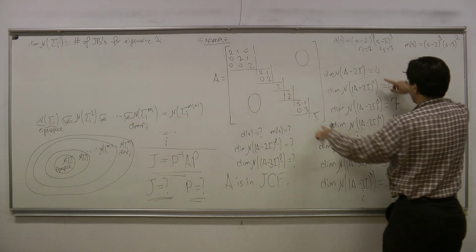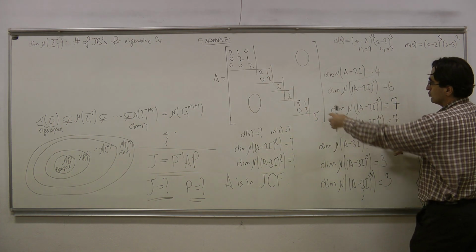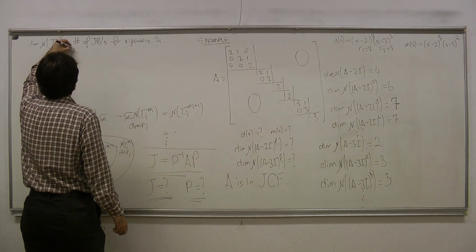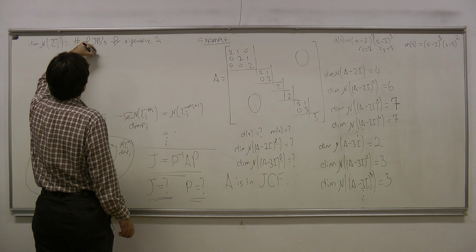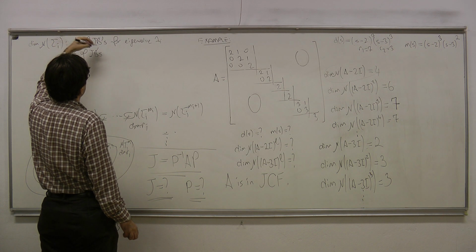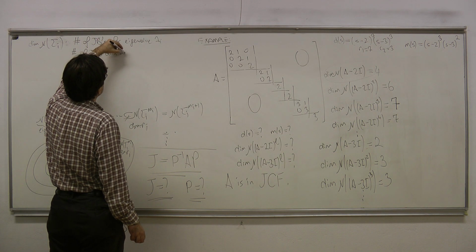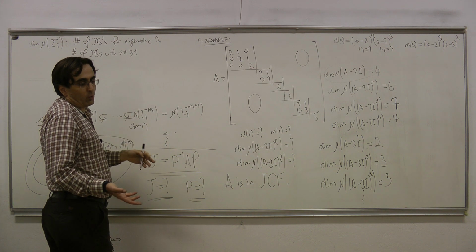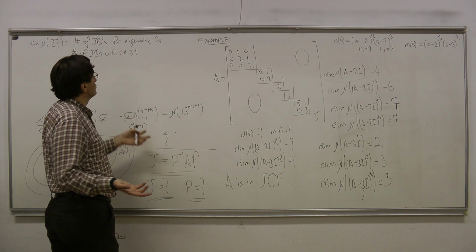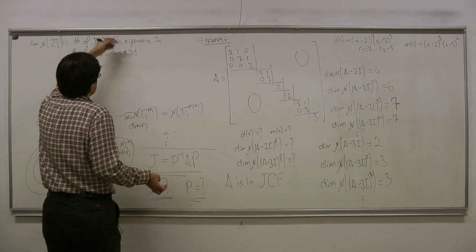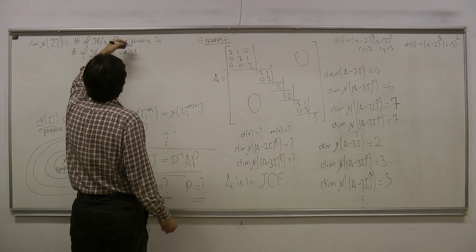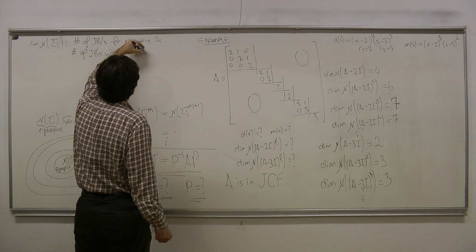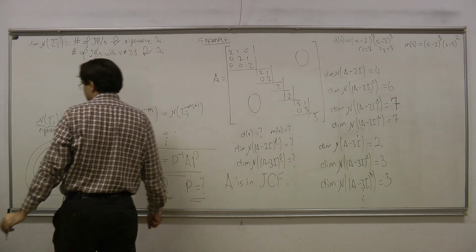4 blocks for eigenvalue 2, and 2 Jordan blocks for eigenvalue 3. This is also, at the same time, the number of Jordan blocks with size larger than or equal to 1. All Jordan blocks have size larger than or equal to 1. Therefore, this is just making the same statement: the number of Jordan blocks with size larger than or equal to 1 for lambda I.